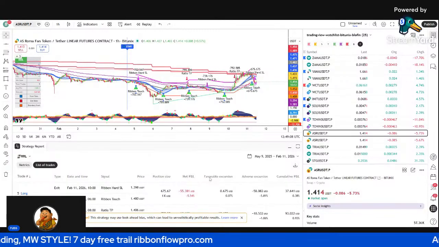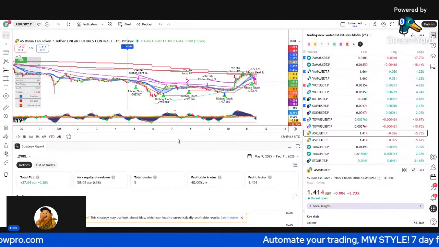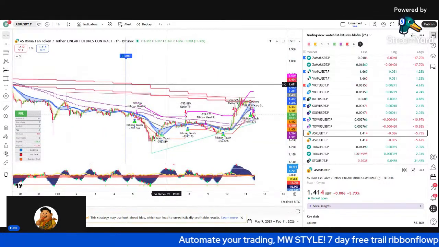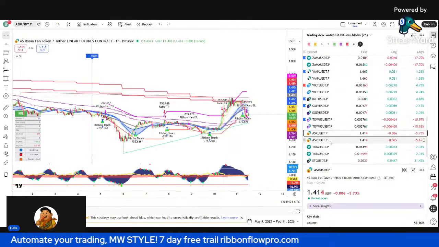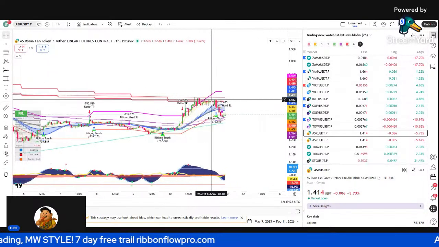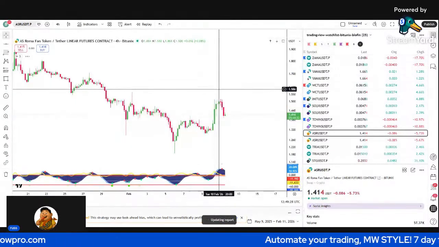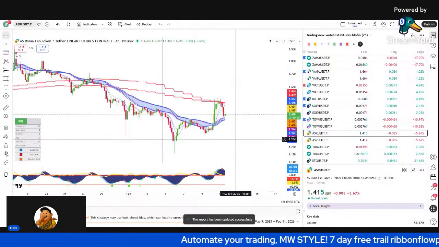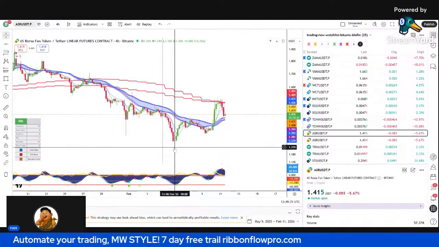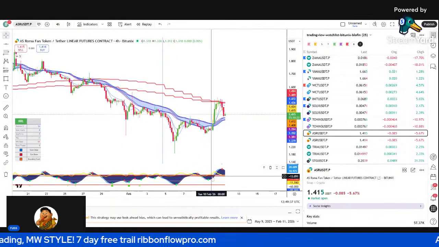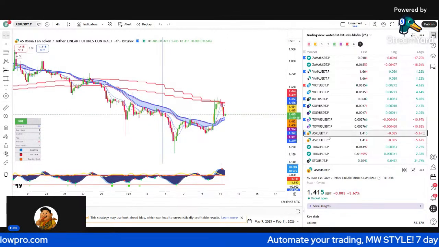On the metrics, 1.4 profit factor. It's okay. I'll keep an eye on this one. Really keep an eye on this one. Momentum is definitely moving up. Price is moving up. The VWAP is moving up. This one is kind of showing to me that it might want to move up.